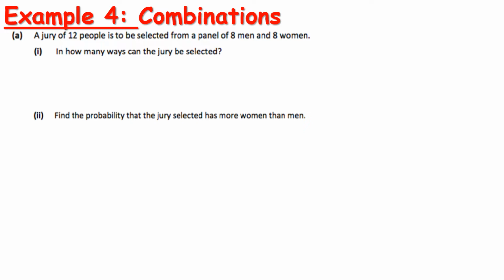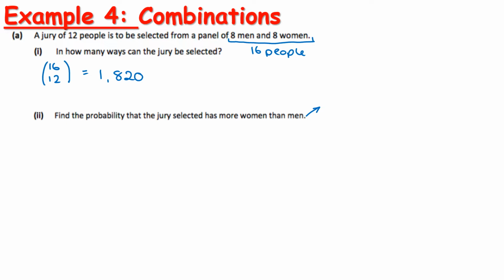Example 4.4, combinations and permutations. A jury of 12 people is selected from a panel of 8 men and 8 women. So this is 16 people in total. How many different ways can a jury be selected? So 16 choose 12, and that is 1,820. Find the probability that the jury selected has more women than men.